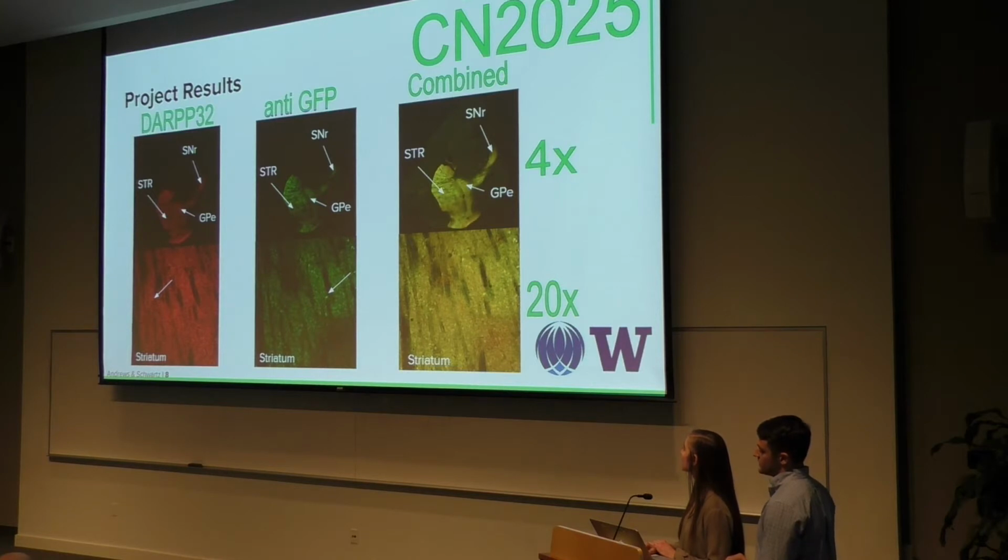The 2025 virus yielded more successful results. DART32 is the antibody that stains MSNs within the striatum, and this can be seen with signaling projecting to the substantia nigra and the globus pallidus. The anti-GFP antibody was the viral enhancer, which similarly you can see labeling within the striatum with projections to substantia nigra and globus pallidus. So the co-labeling image suggests that the 2025 virus targeted both D1 and D2 medium spiny neurons.